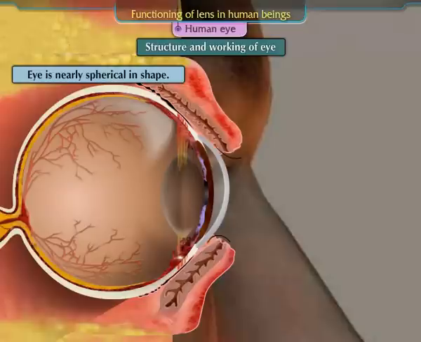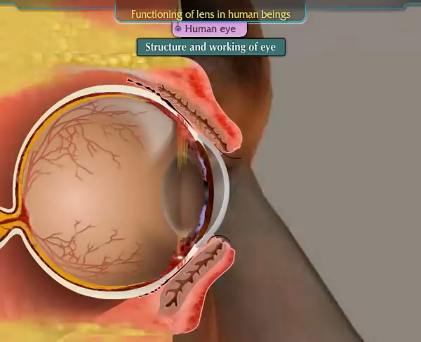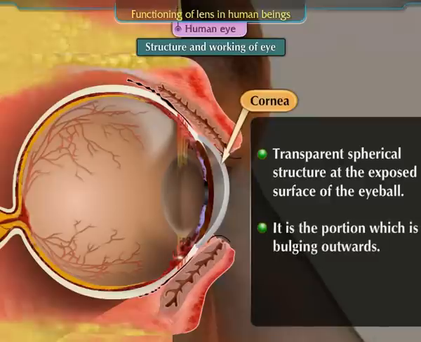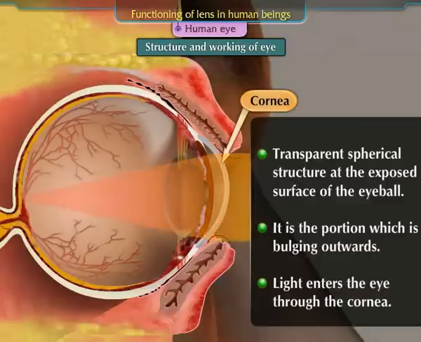The eye is very nearly spherical in shape and is about 2.5 centimeter in diameter. There is a thin membrane on the eye called cornea. The cornea is the transparent spherical structure at the exposed surface of the eyeball. It is the portion which is bulging outwards. Light enters the eye through the cornea.